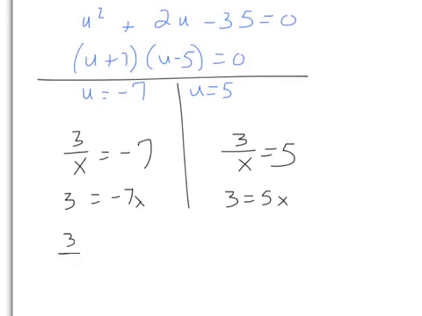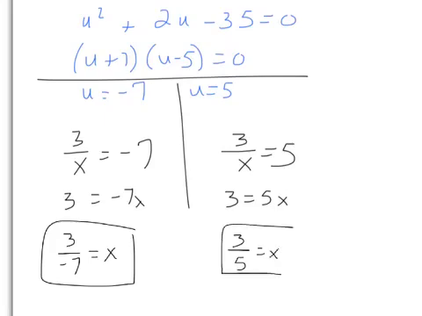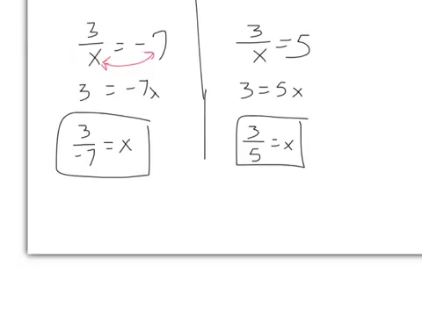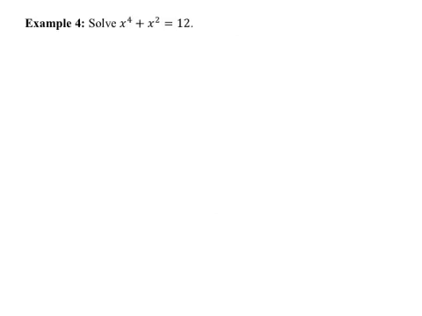So this is going to be 3 over negative 7, that's the first x value, and 3 over 5 is the second x value. Remember, you can quickly just switch these two positions when you're solving for a simple variable that's in a denominator. And our solution set is simply 3/5 or negative 3/7. Example 4 says to solve x to the 4th plus x squared equals 12.